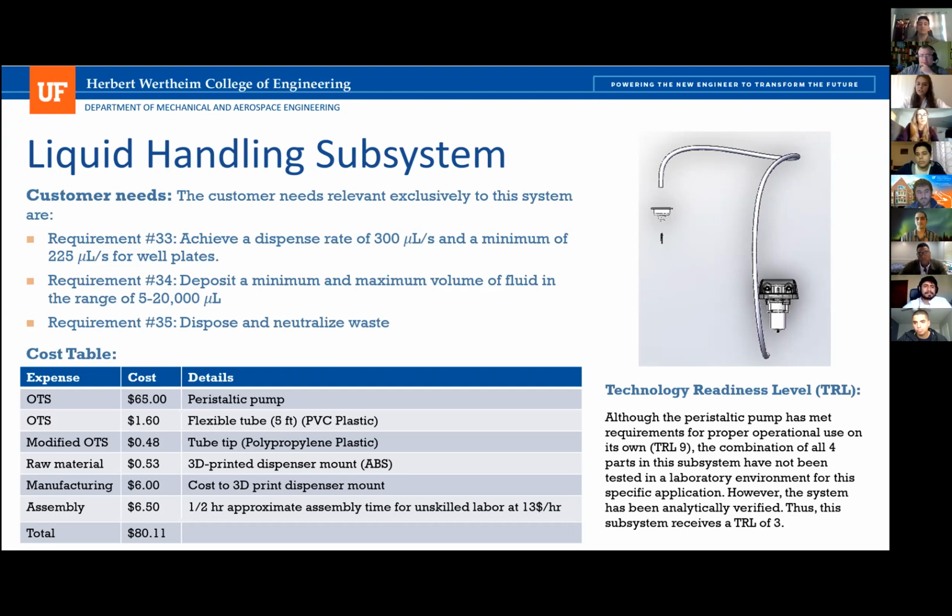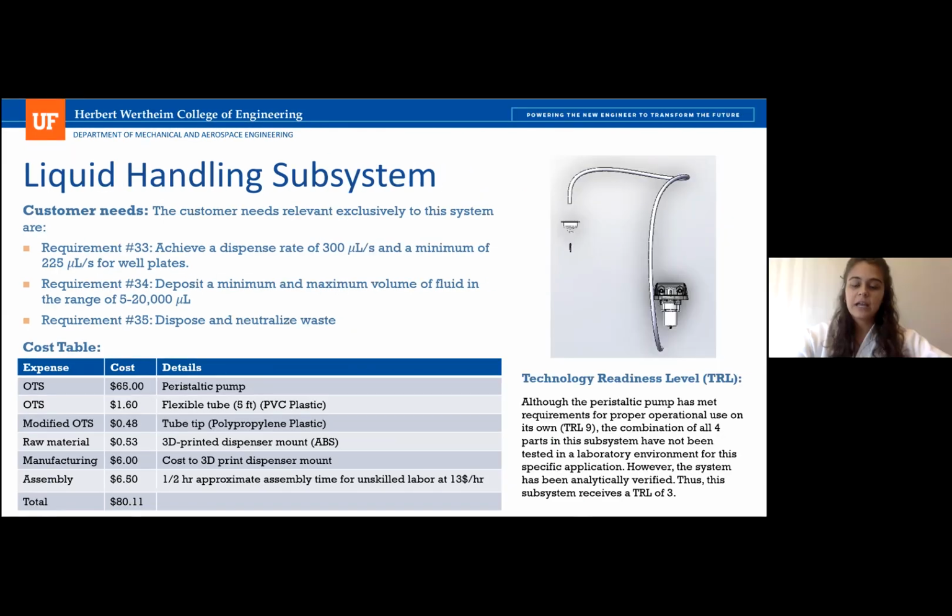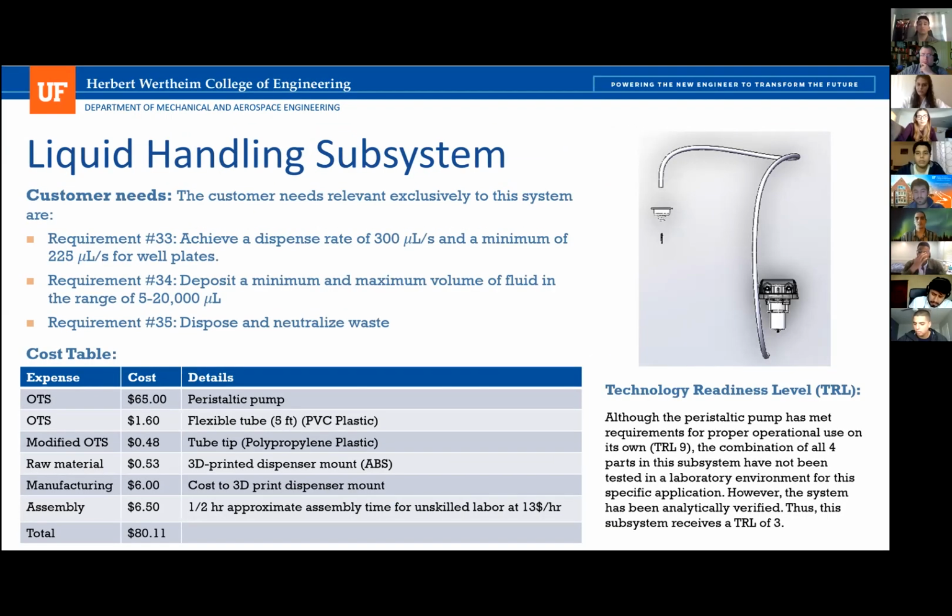The combination of all these parts into this subsystem and the specific application and customer needs that we are addressing has not been verified in a laboratory environment. So I would give the overall subsystem a technology readiness level of 3 because it has been analytically verified, but not experimentally in a laboratory environment.